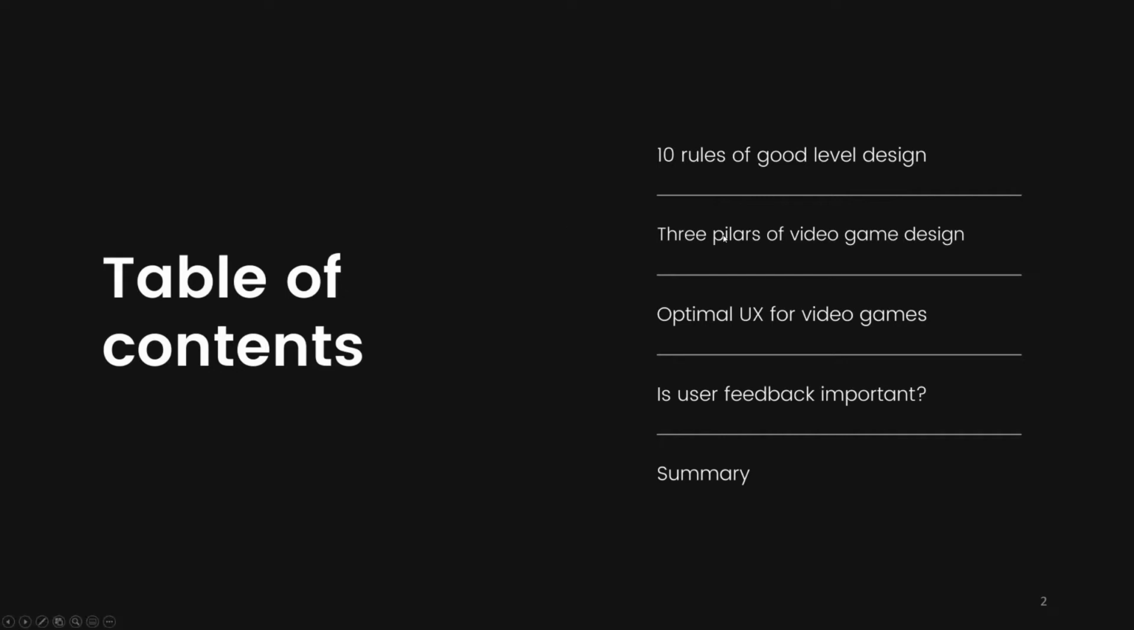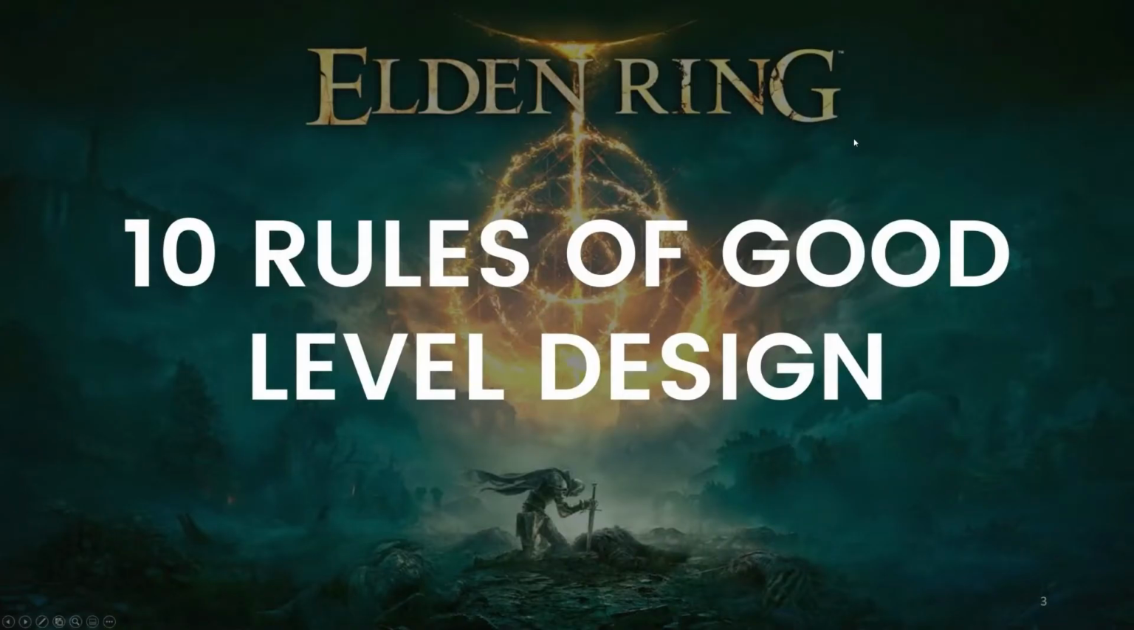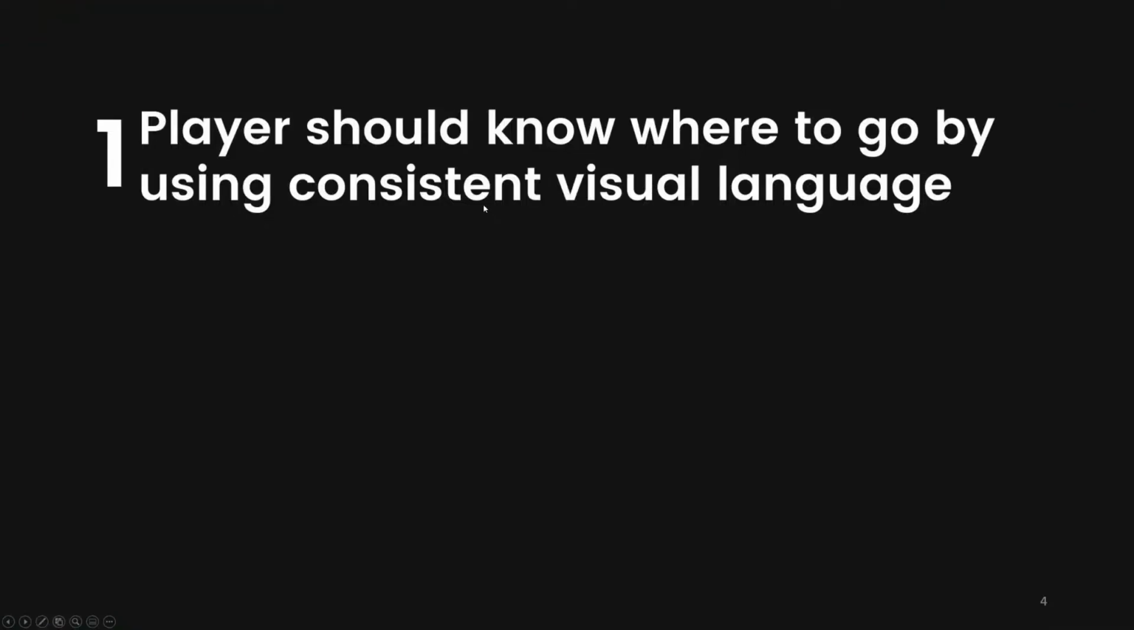And the way I'm gonna do it is I'm gonna actually take an example of a very popular game, at least lately, which is Elden Ring. And I'm gonna go with each rule one by one and give you examples from Elden Ring itself, just so it could be more clear to understand and way simpler to actually grasp the knowledge from this presentation itself. So the first rule is that the player should know where to go by using consistent visual language.